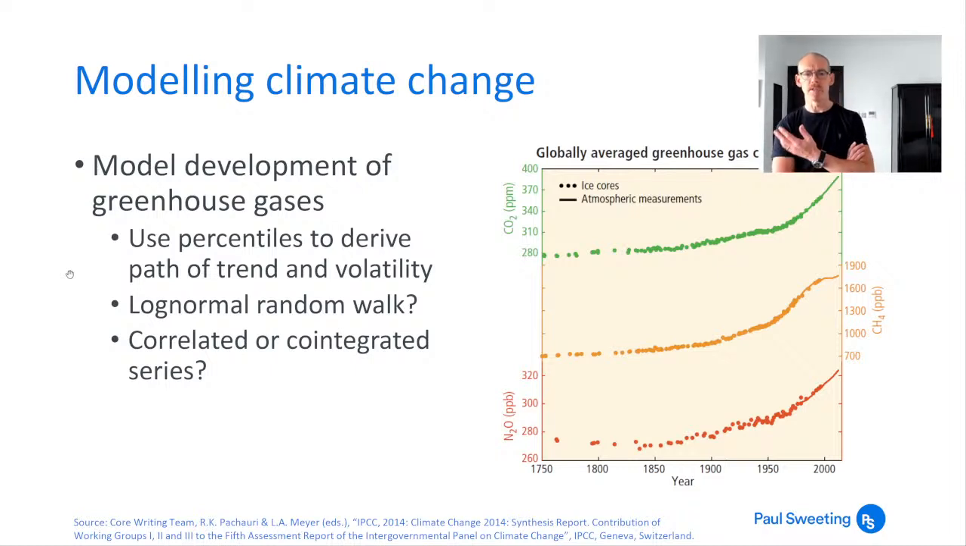I've already said you can use the percentiles that we've been given to derive the path of trend and volatility. Now, what kind of model might we use to project these gases going forward? Log normal random walk. I mean, we could just use a random walk. The problem with a random walk is that it would allow some of these concentrations to theoretically go negative, which is theoretically a bit of a problem.